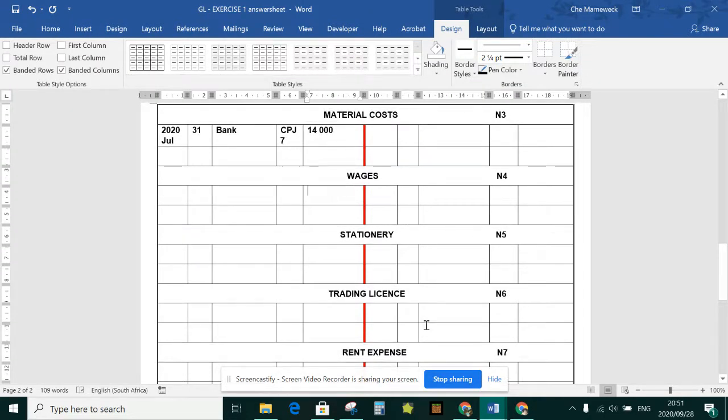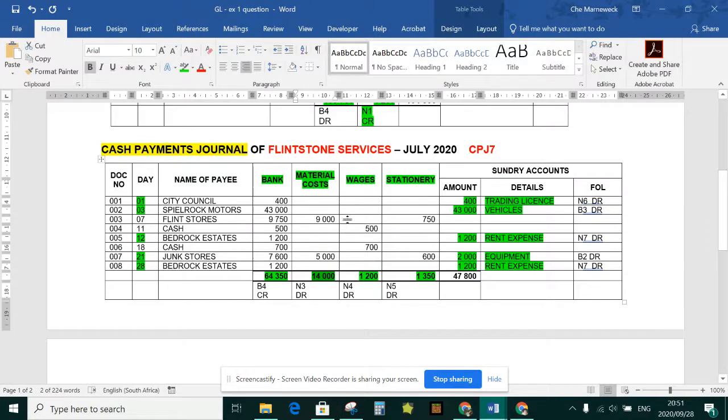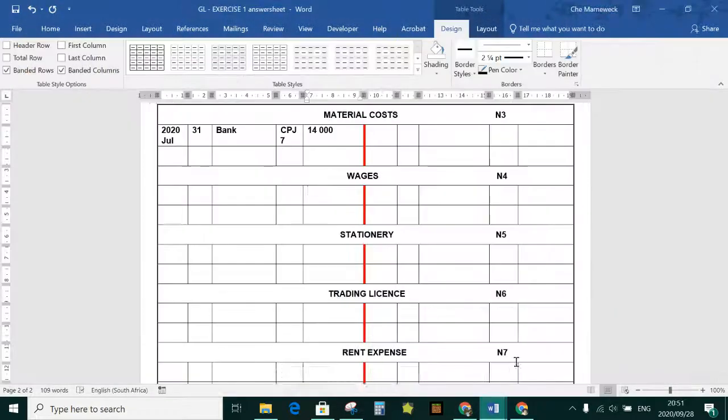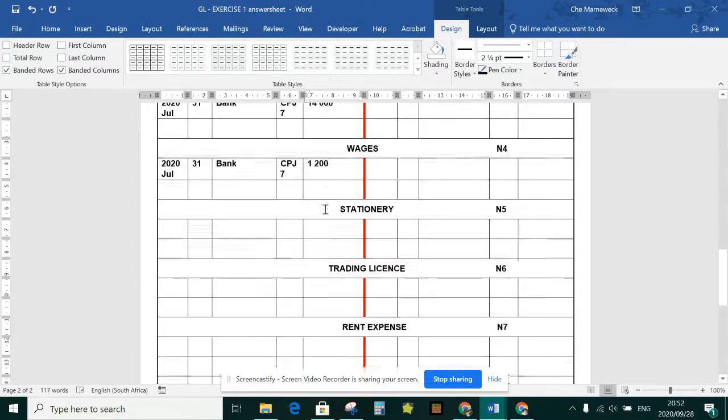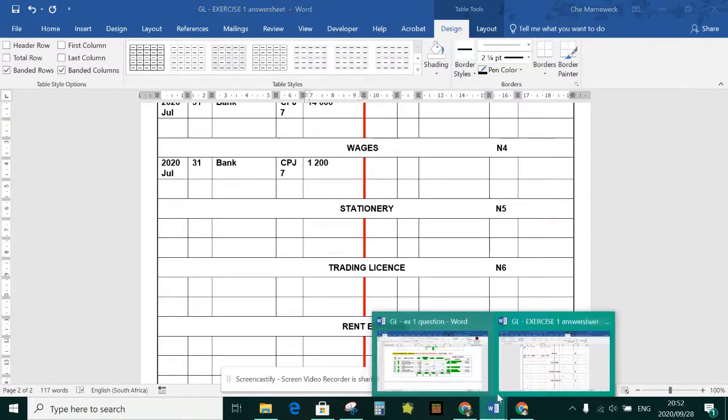I move on to wages. Wages is recorded as a column. So I take the total of the column, 1,200, at the end of the month. It is going on the debit side. So I go on the debit side, 2020, July 31st, bank, CPJ7. And the total for the column is 1,200. We are then going to do the same for stationery.